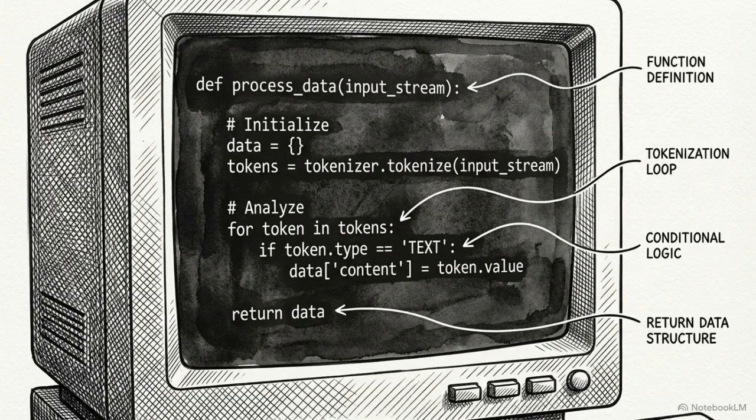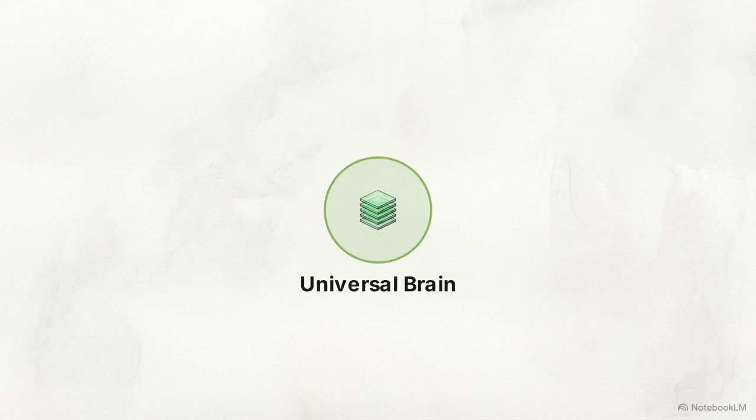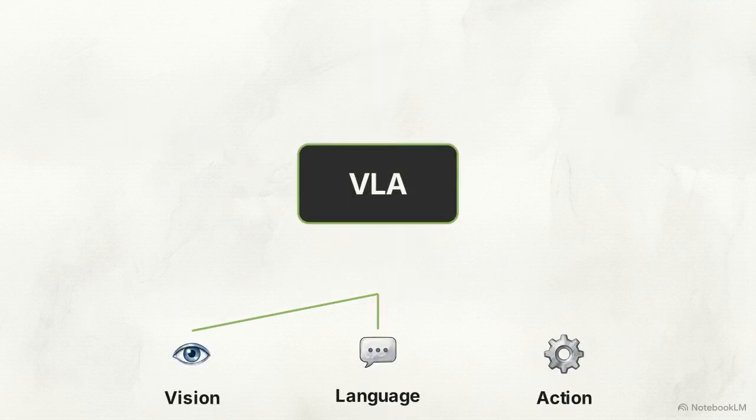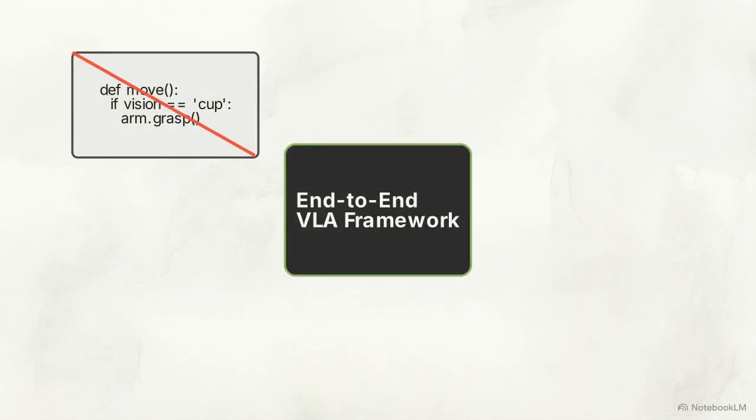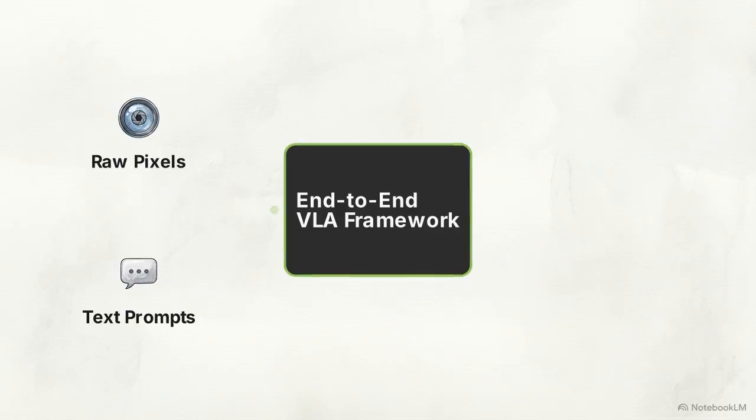GR00T N1.6 is an open-weight foundation model, meaning its internal mathematical parameters are publicly accessible. Its sole purpose is to act as a universal brain capable of operating across diverse robotic hardware. It achieves this through a vision-language-action, or VLA, architecture. Rather than relying on rigid, pre-programmed code to dictate movement, a VLA is an end-to-end framework. It ingests raw pixel data from cameras and text prompts from human operators, and translates that directly into the continuous motor torques required to move physical joints.